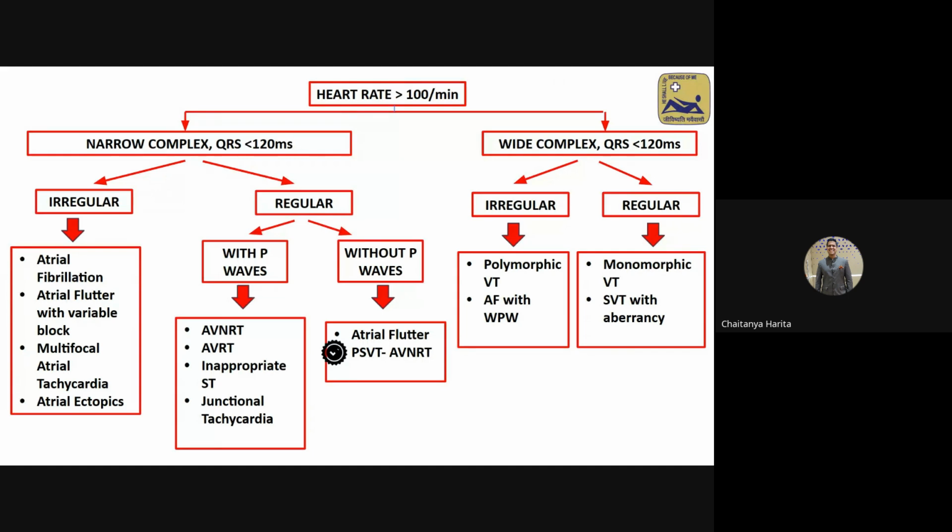So that is also possible based on the amount of re-entry circuit which is being activated at that particular point of time. And you can have inverted P waves as well, if the AVNRT sends retrograde impulses back to the atria. Then you can have inverted P waves, which tells you that the pacemaker is no longer the SA node. The pacemaker becomes the re-entry circuit itself. Okay, all right.